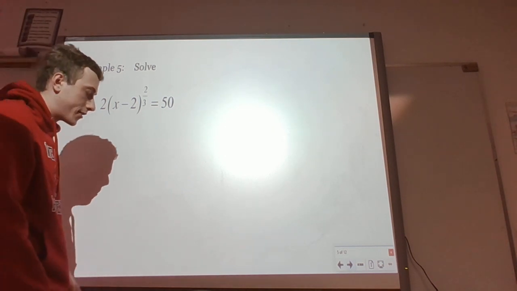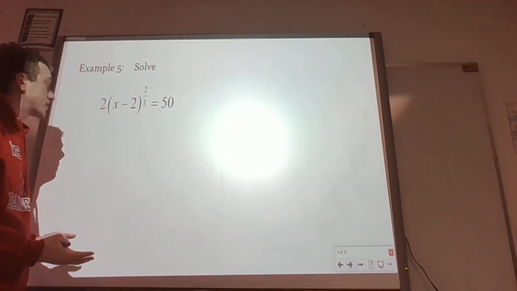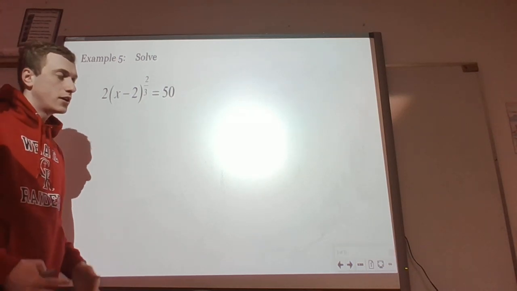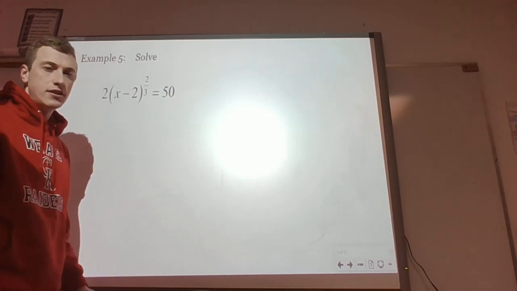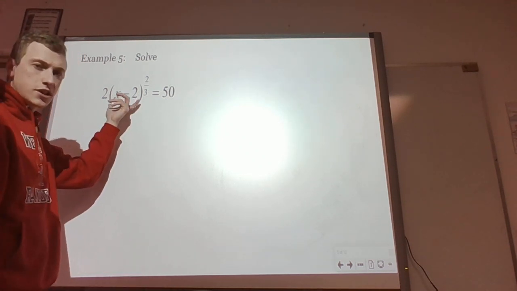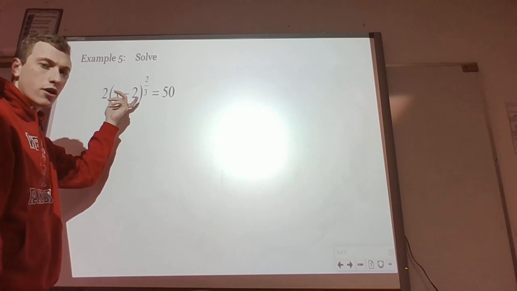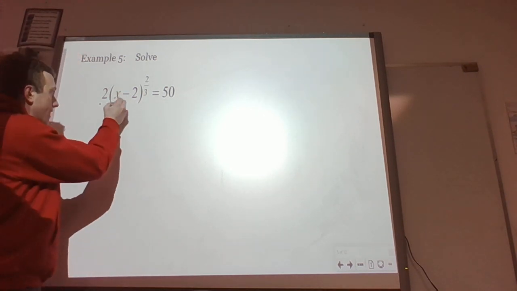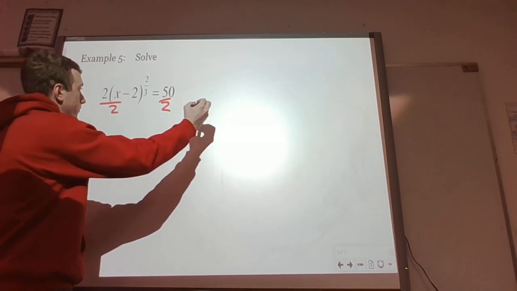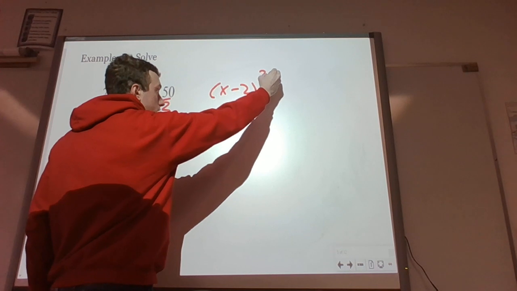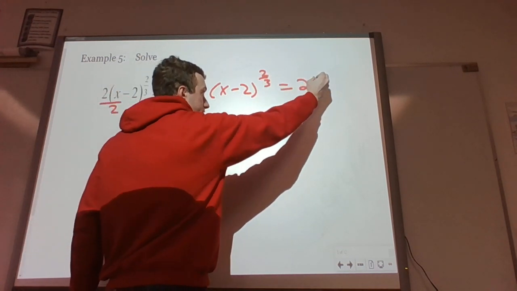Let's just dive right into another example. This time we have 2 times the quantity x minus 2 to the 2/3 power equals 50. So again, the goal is the same. This portion involving our rational exponent is what we want to isolate. So we can start by dividing both sides by 2. We can get x minus 2 to the 2/3 equals 25.